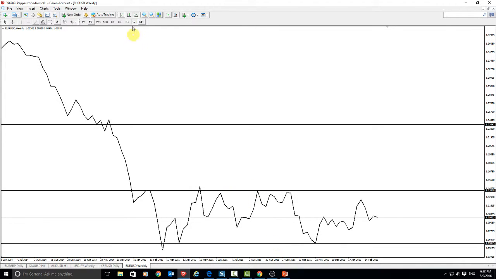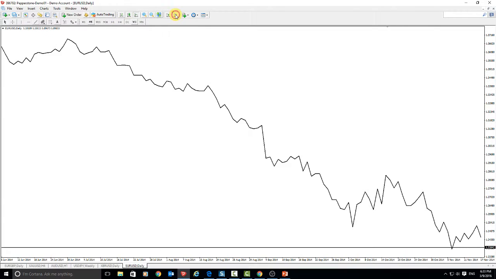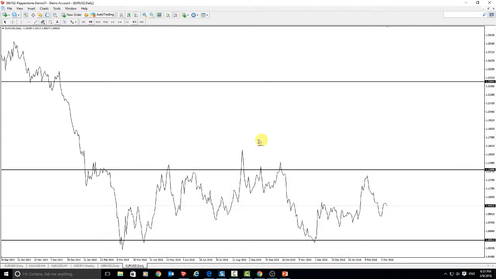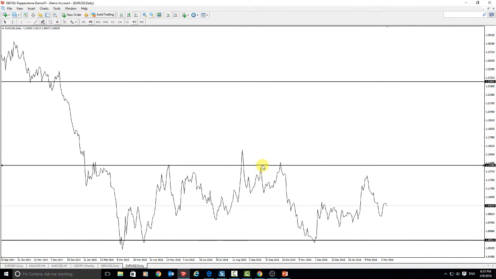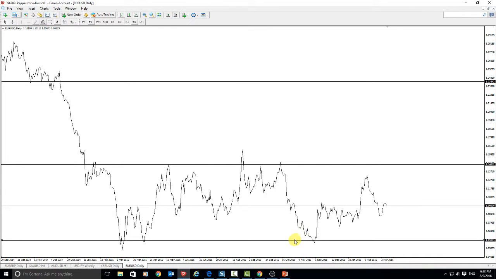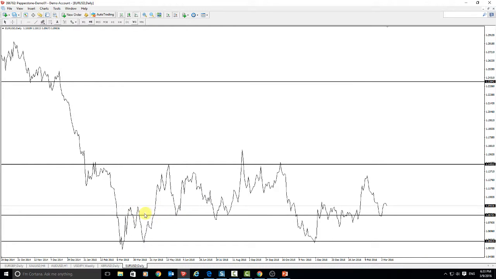So we can bring our support down here, go to a daily, and what I like to do is just refine it some more. So we can go here, because of course it's becoming more relevant now that we get it correct, and we've got our support here.